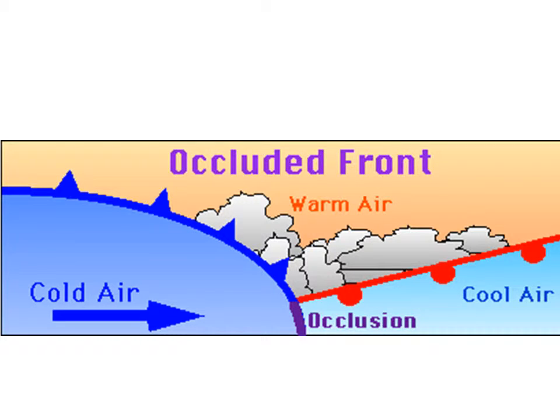An occluded front is when a cold front catches up with a warm front and the two weather systems merge. Clouds and precipitation are characteristic of all fronts, this occluded front just tends to stay in one place longer. So again, the cold air moves in, the warm air rises, cloud formation occurs due to the water vapor coming out of the air, and precipitation may fall.